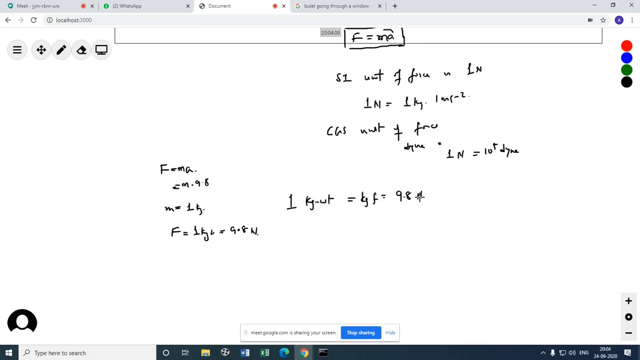That means you are referring to the weight of the object. Similarly, 1 gram weight is the same thing, it is just 980 dyne. These are different units. Clear? Understand?